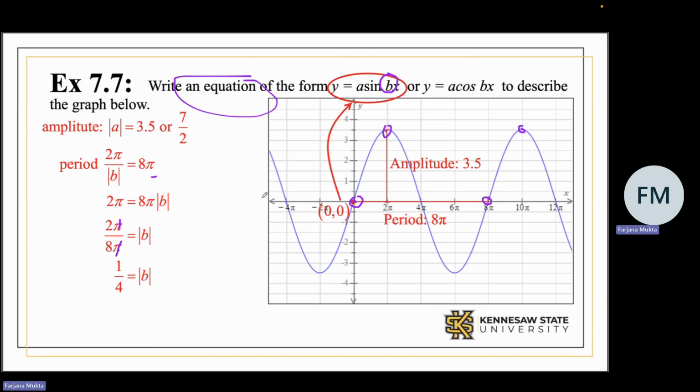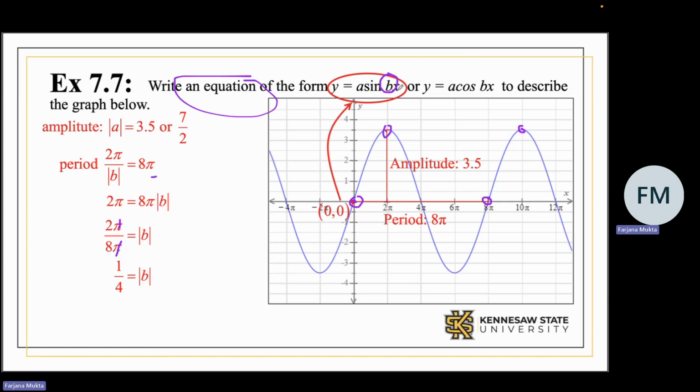All right, so we almost have it. y equals 3.5 sine of 1/4 b. The only thing is that we need to decide the sign of a and b. That means, are they going to be positive or negative? All right, that's the only thing we need to decide here.